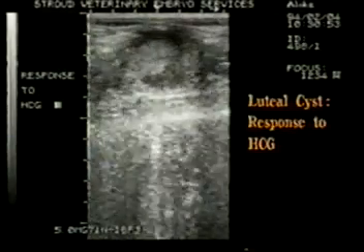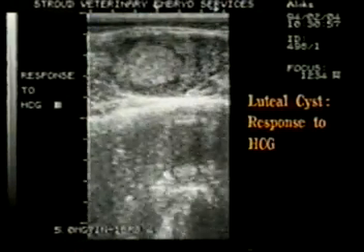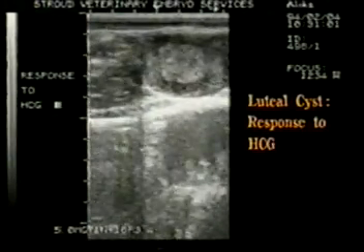This ovary had been diagnosed with a luteal cyst. The cow had been treated with chorionic gonadotropin, and this video was run 8 days after treatment.